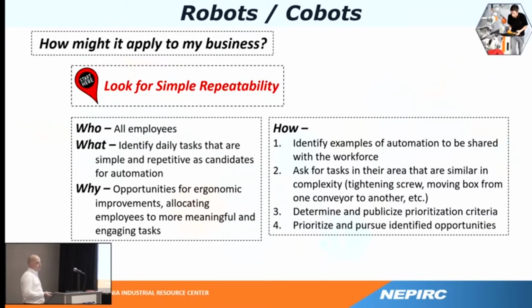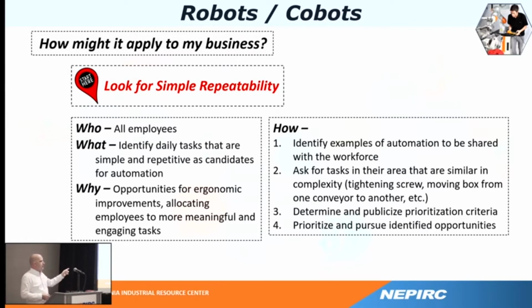What can we do with it? It's going to help all employees. It's going to identify daily tasks that are simple and repetitive as candidates for automation. Once you get one of those machines in there, you're going to realize we could use it in other places. Opportunities for ergonomic improvements, allocating employees for more meaningful and engaging tasks. It's going to help identify examples of automation to be shared within the workforce and in other divisions.